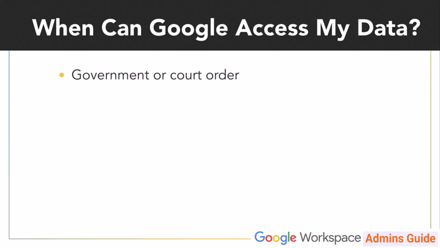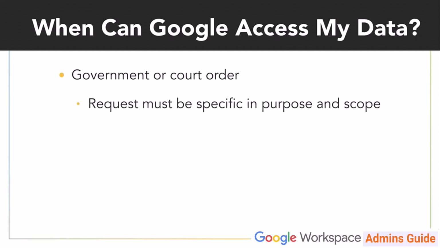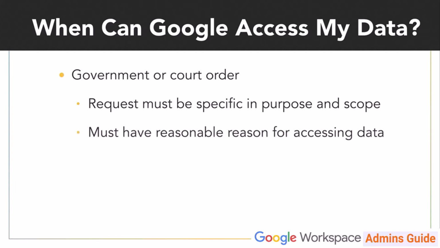The first is requests by government or court order to access or remove data. While Google must comply with these requests, Google has an established process and strict guidelines for handling them. Legal or government requests for data must be specific in purpose and scope, meaning that in the event of a court-ordered request of your data, the request must contain reasonable justification for accessing the data, and the scope of the access will be limited only to what's absolutely necessary to fulfill a request.